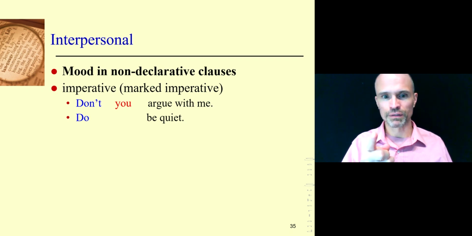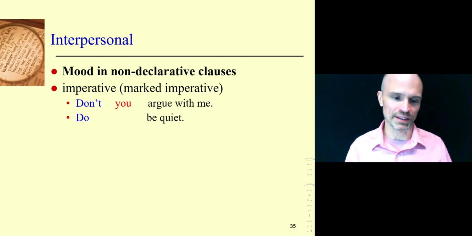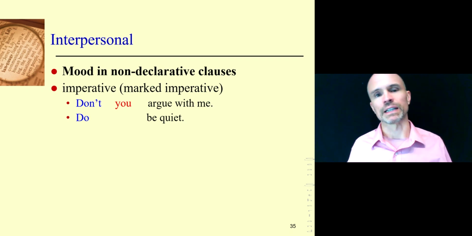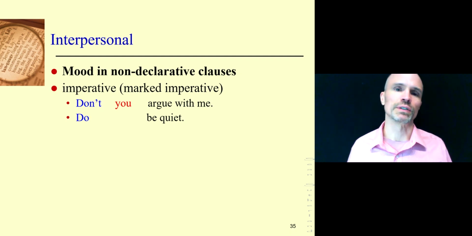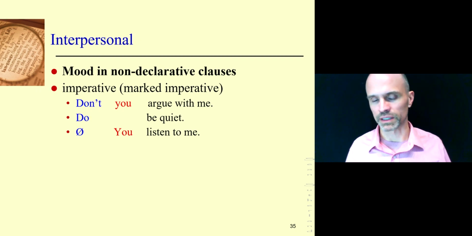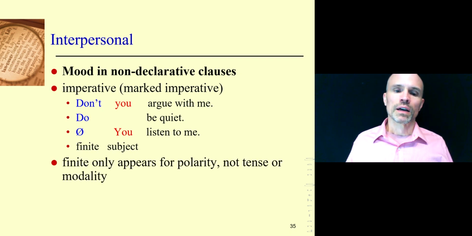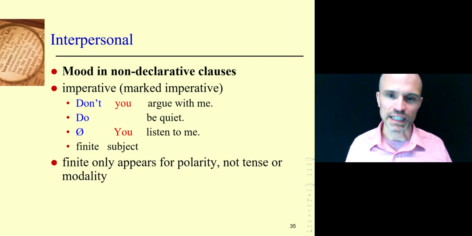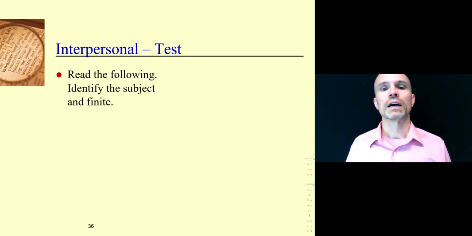The unmarked imperative of the first one would be don't argue with me. The unmarked imperative of the second one would be quiet. So you can add things to an imperative, but they're not necessary. For grammar, you just need the imperative verb and whatever else follows in the residue. Another example. You can always pause and look at it. So the finite only appears for polarity, not for tense and modality. You can add other information, but it's not grammatically necessary. You can add it for emphatic purposes or other purposes, comic purposes, and so on.